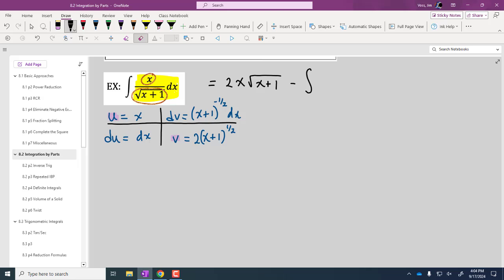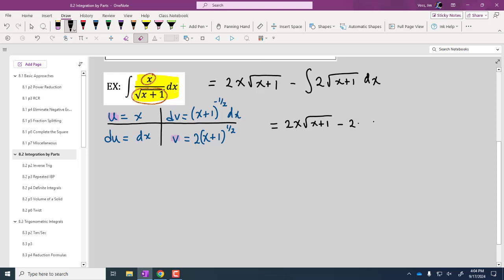So let's see. So uv minus the integral of v du. So v du is the bottom row. So we're going to have 2 square root of x plus 1 times dx. And that integral is simpler than the original, so we're on the right track. So we can keep on trucking. So we're going to have 2x square root. So now we have to integrate this thing. We can factor out the 2.